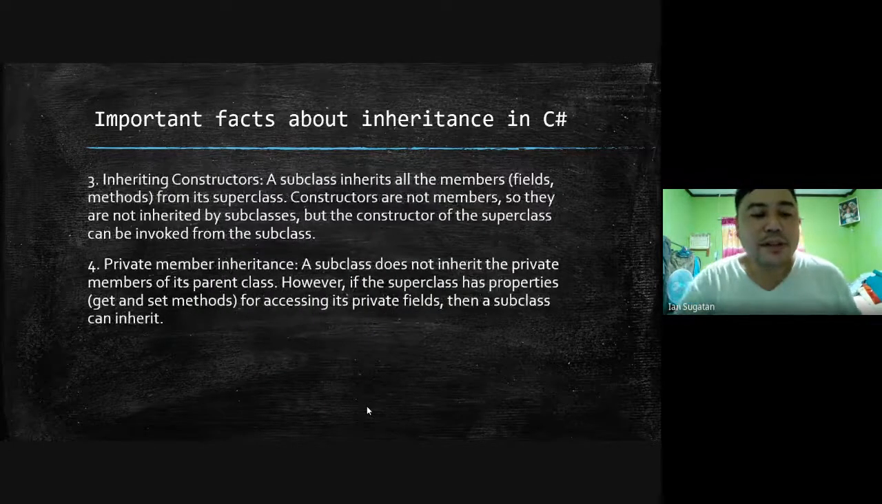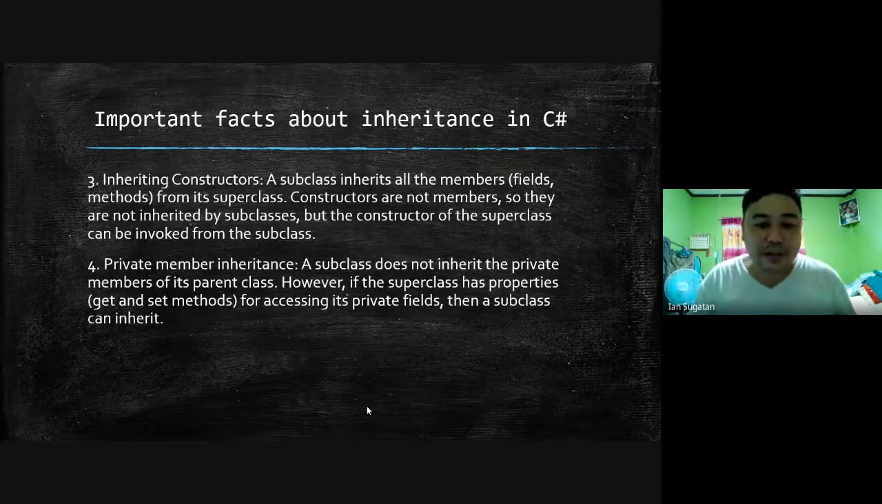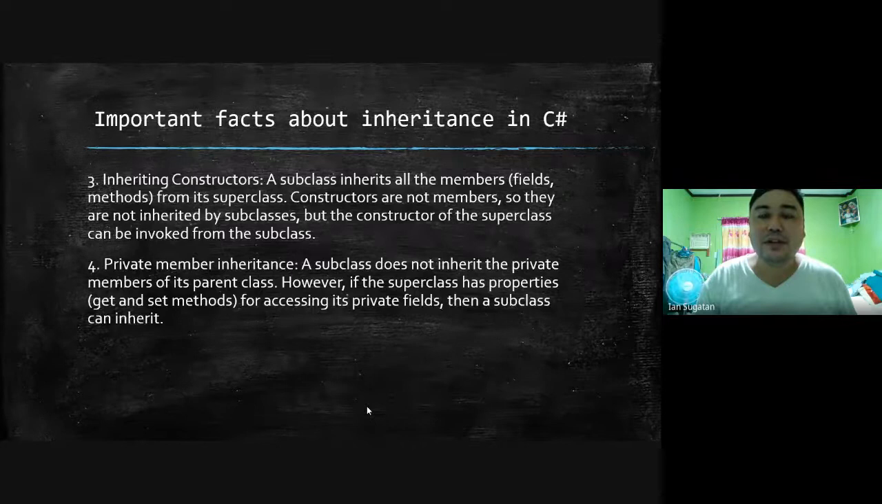So number 3 is inheriting constructors. When you speak about constructors, these are the fields, methods. Fields mean, for example, what data type it is, like integer or character, or how many user characters you have defined, how many spaces.